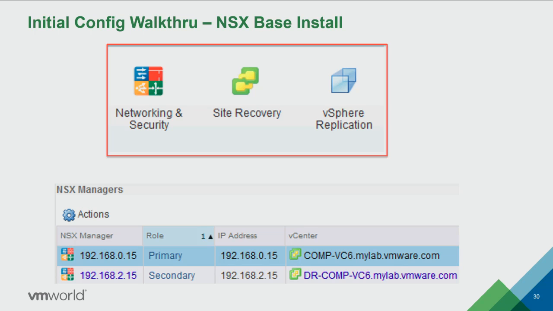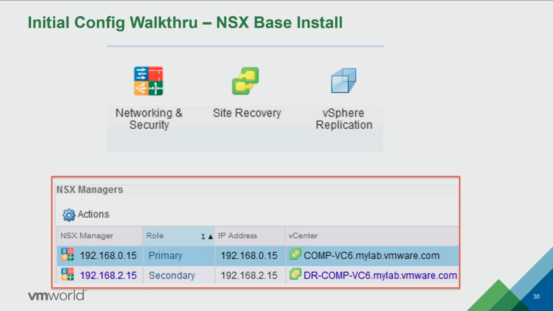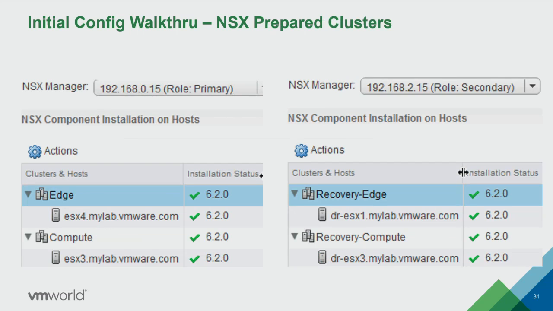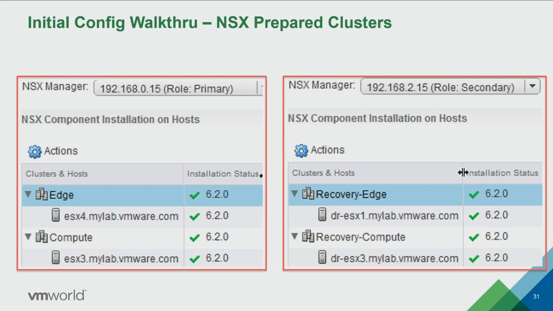So with NSX, with the cross VC, in my environment, I have 2 NSX managers, and there's a one-to-one mapping, so you have 2 VCs at those 2 sites where the NSX is mapped. The 2 sites have their own compute environments. As you can see, I have edge and compute clusters with 6.2. You can see that the roles are very clearly defined, primary, secondary. You can have up to 7 secondaries. In my setup, I'm just using 2 sites, right?